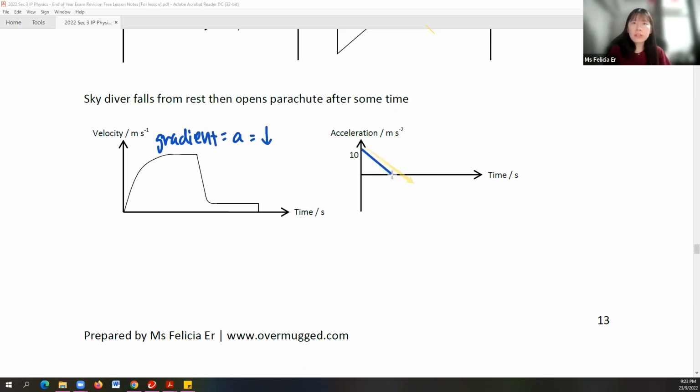Okay, let me just draw it. Downward line and then becomes 0. Yep, for this part. Then I think we just stop at this part and that will do. Okay, so we stop at this part. Done. Let's move on. Okay, so should be done by now.